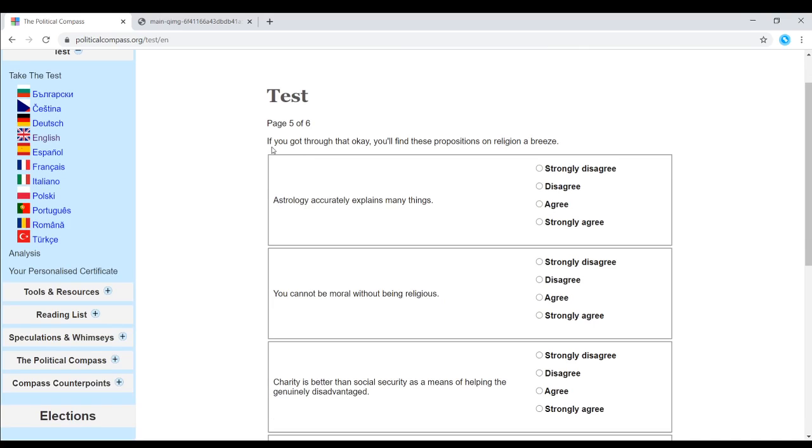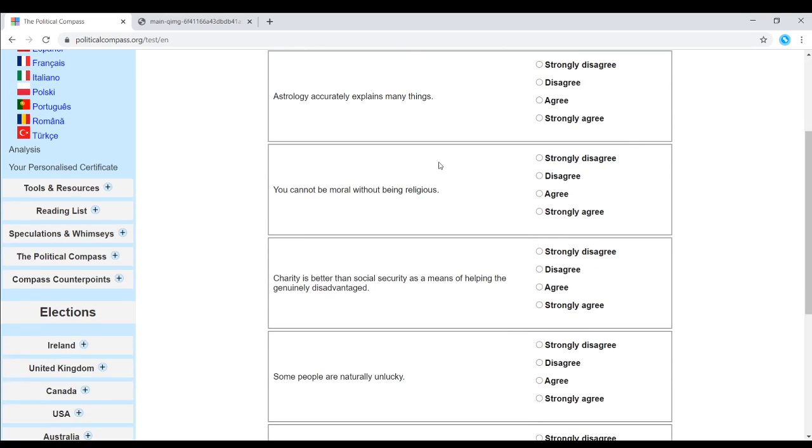Okay, if you got through that, you'll find the propositions on religion a breeze. Okay, well let's see.